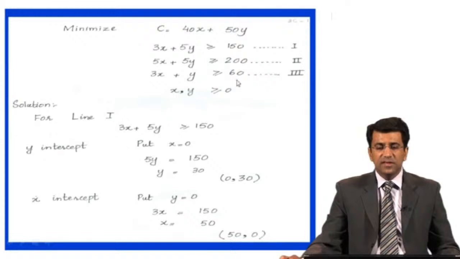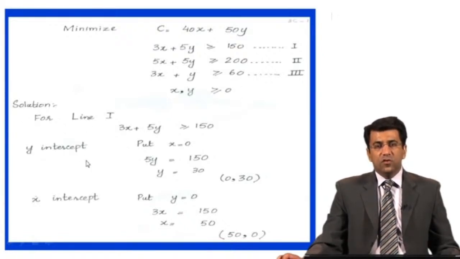So in this particular case there are three constraints represented by these three inequalities. Again, non-negativity constraints are x, y greater than or equal to 0. Again, non-negativity means these variables cannot have some negative value. So this is with relevance to the non-negativity constraints.